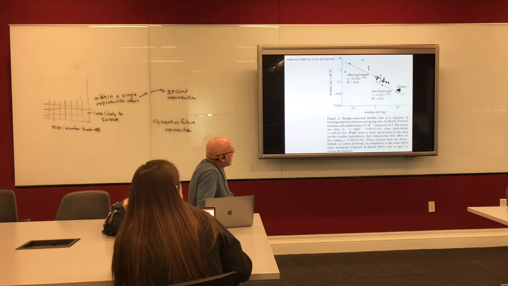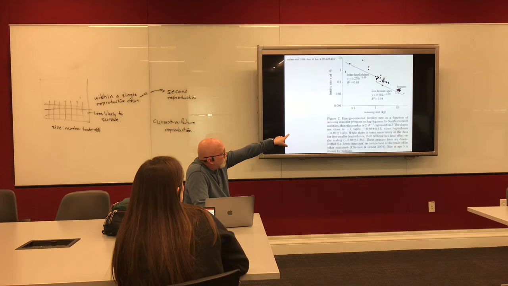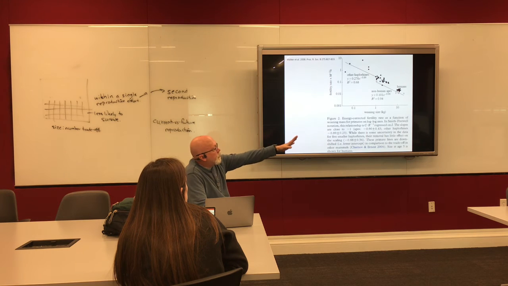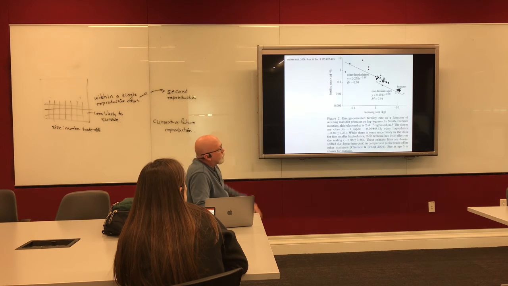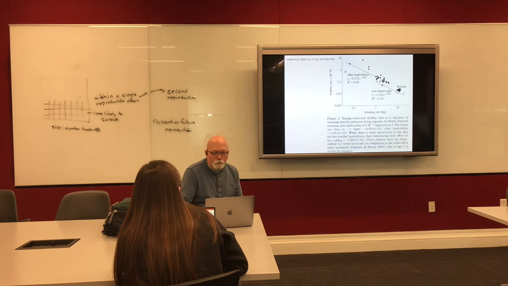This is just one example of the trade-off. This is with primates. And as you can see, the size of the offspring is on the x-axis, and the rate of reproduction, or the number of offspring, is on the y-axis. And as offspring get bigger, the reproductive rate, or the number of offspring on the y-axis, goes down. And this is like the classic size-number trade-off from Walker et al. 2008. Although I could have pulled 150 of these types of graphs from a wide number of different species.